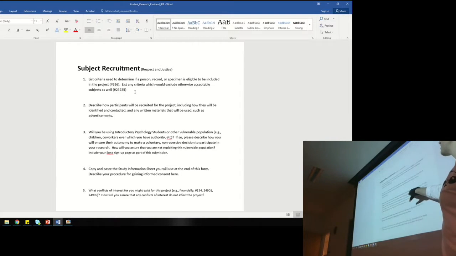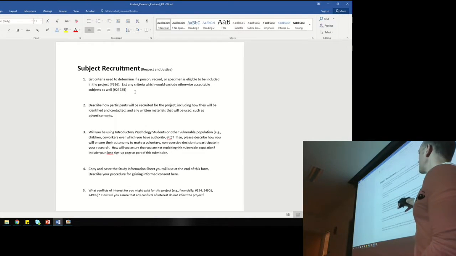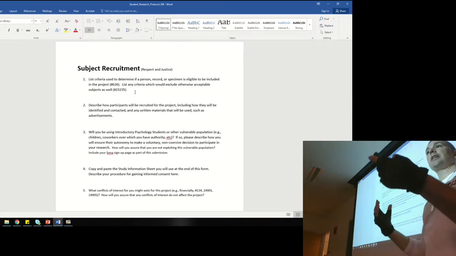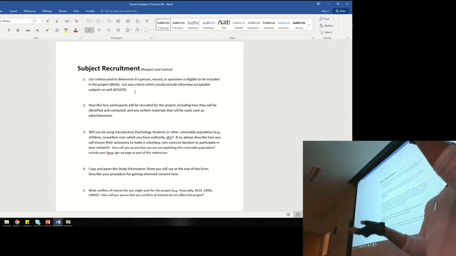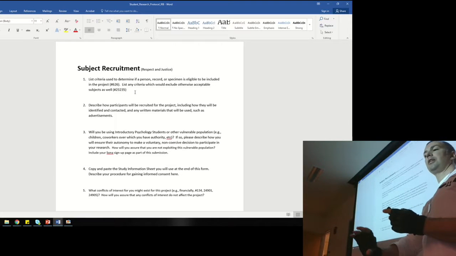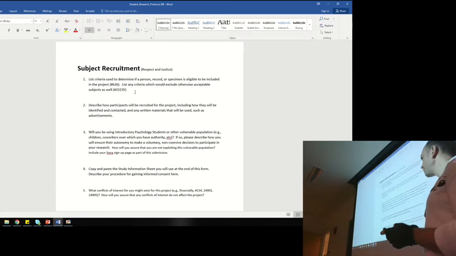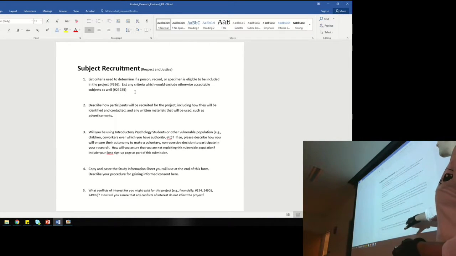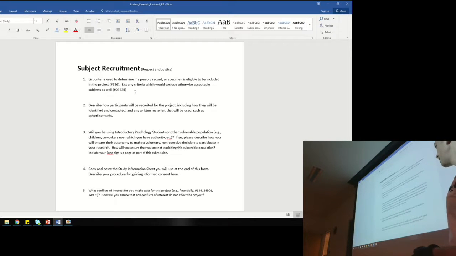We'll be using introductory psychology students or other vulnerable populations. You will be using intro psychology students. Please describe how you ensure their autonomy to make a voluntary, non-coercive decision to participate in your research. So we'll ask her again about the best ways to do that. Typically, that's part of this study information sheet where we tell them that there's no penalty for withdrawing. Copy and paste the study information sheet by the end of the form, so you'll have to update that study information sheet. What conflict of interest might exist for this project?